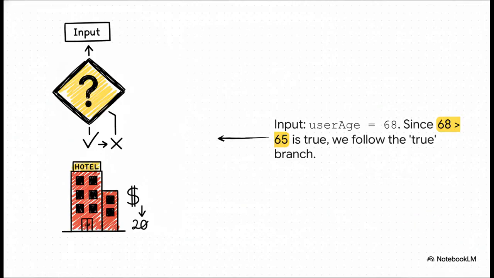All right, now let's play along and be the computer for a second. The input we get is 68. So the program asks its question, is 68 greater than 65? Yeah, that's true. So we follow the true branch on our map, and that leads us straight to applying the senior discount. Simple as that.